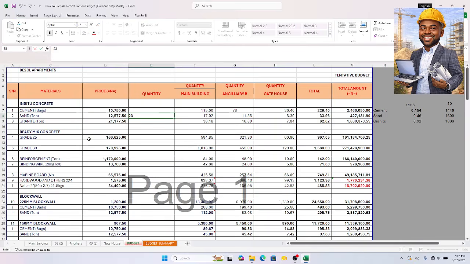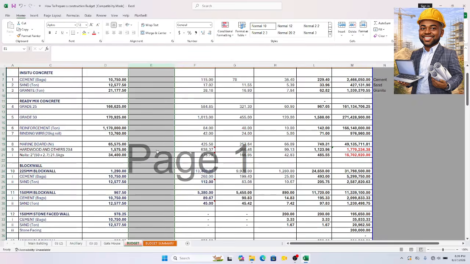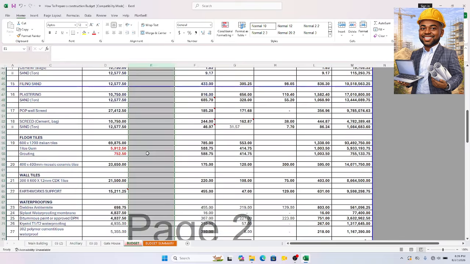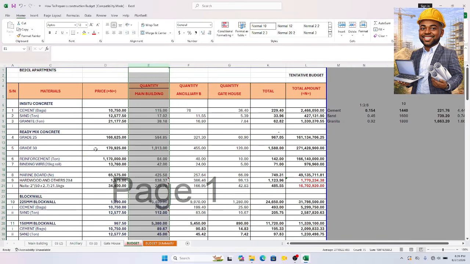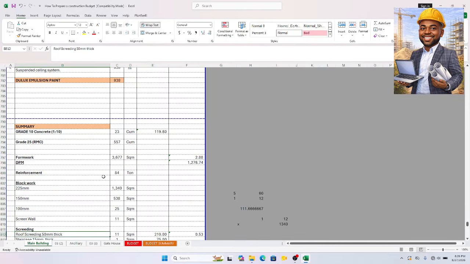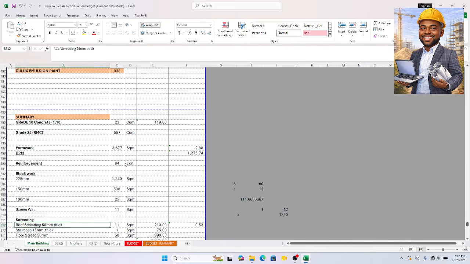If I put 23 here, and this ready mix, let's say it is 500, I put 500 here, or I link it, of course. All right, so not to make this video extremely too long, let me remove this so you can bring in your quantity so that everyone sees what the quantity is. All right, okay, so let's come over here. Main building, this is where the work is.